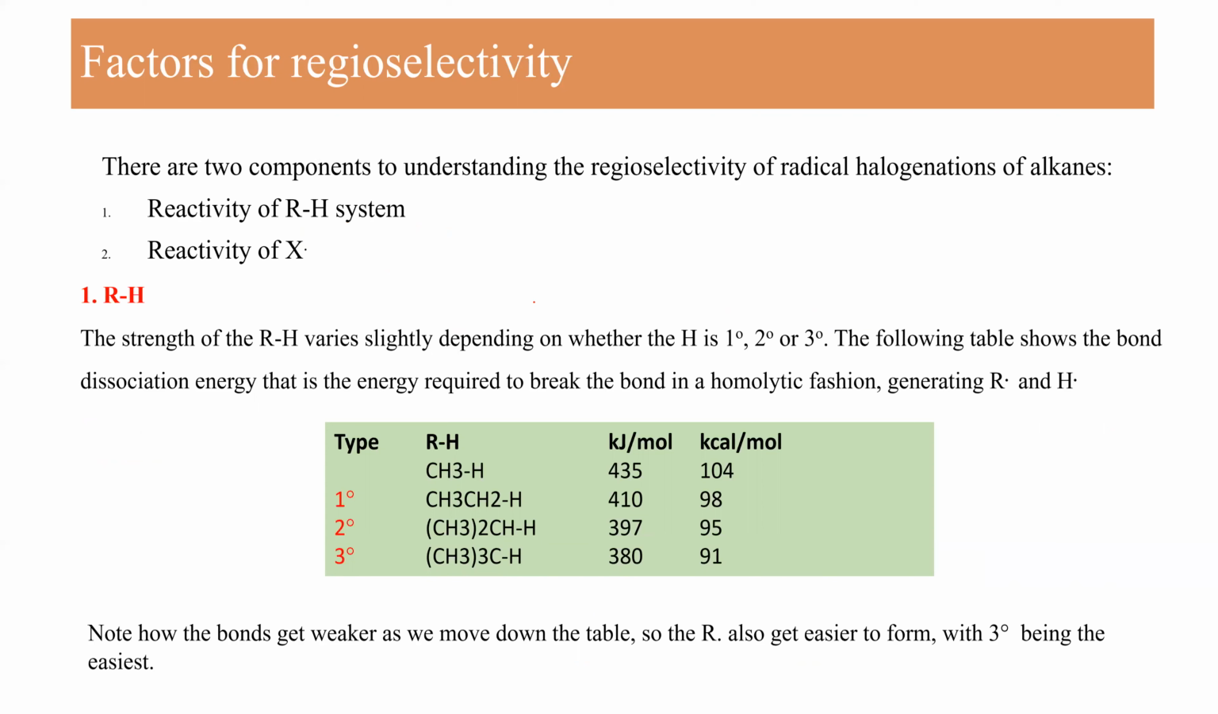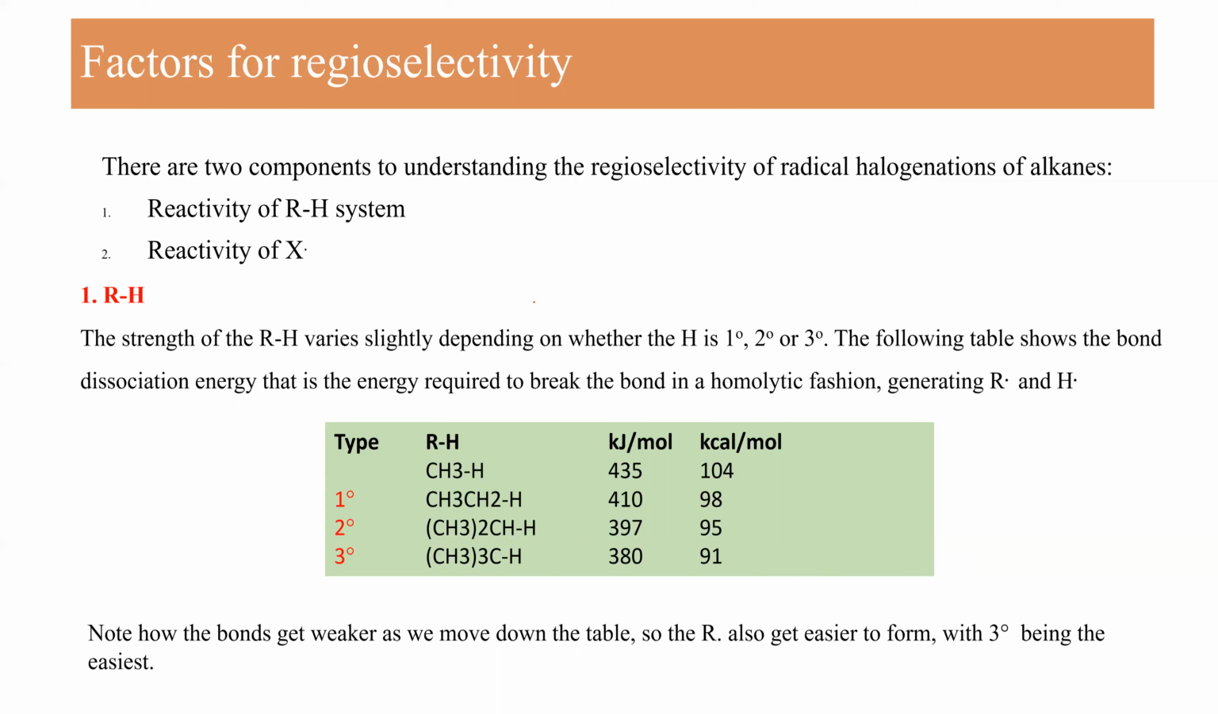So one thing is the reactivity of the RH system. This RH refers to carbon and hydrogen when we're talking about organic compounds, right? And the reactivity of the X dot radical, right? So this unpaired electron is to mention that this halogen is in a radical form. So RH, the strength of RH varies slightly depending on whether the proton is primary, secondary, or tertiary.